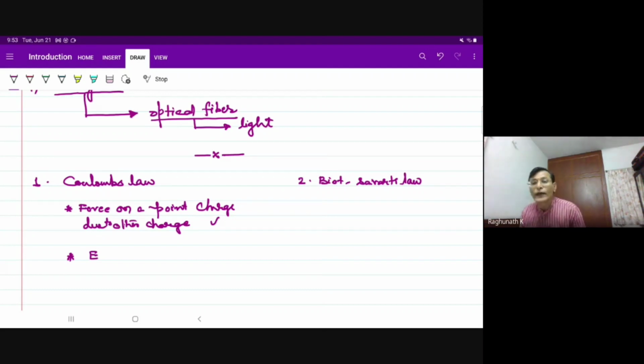In the same way, I will characterize the electric field by giving the electric field intensity at any point because of a point charge. I give this electric field intensity a notation: the force experienced by a small positive test charge per unit of the charge.